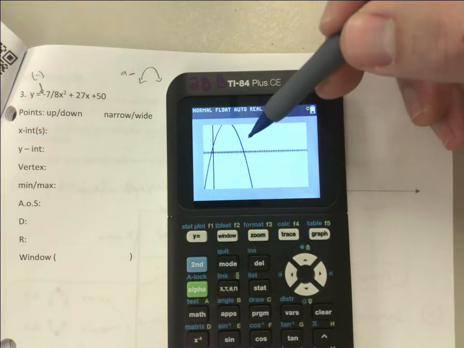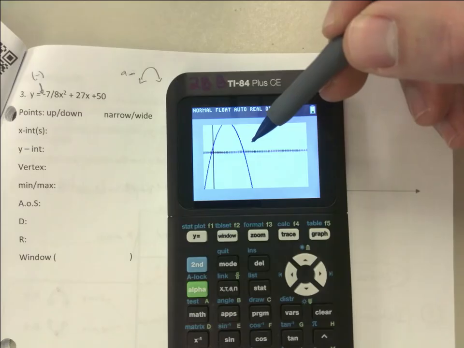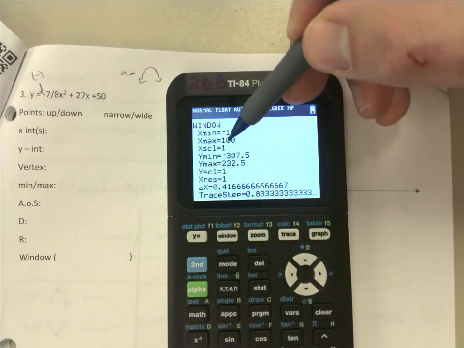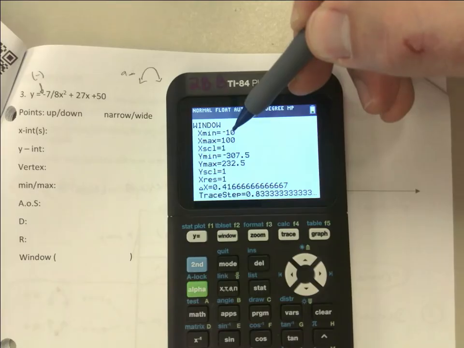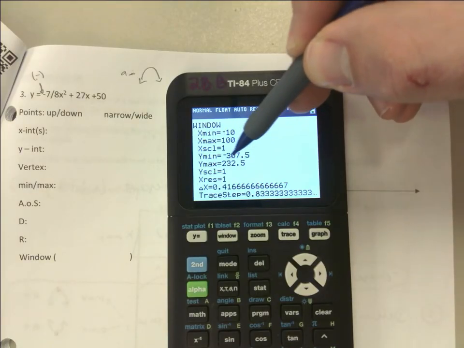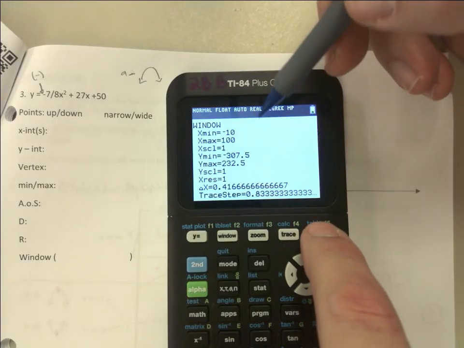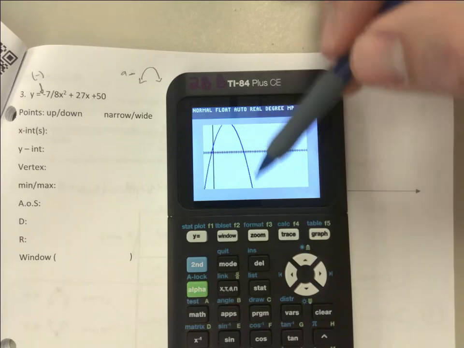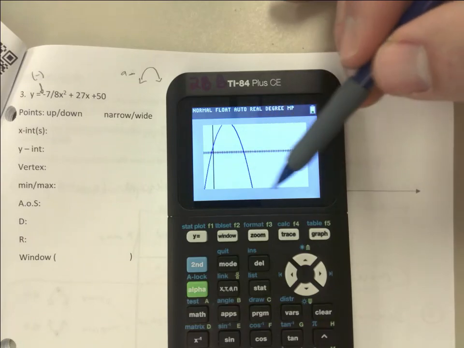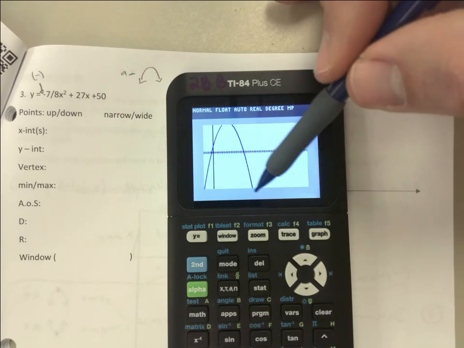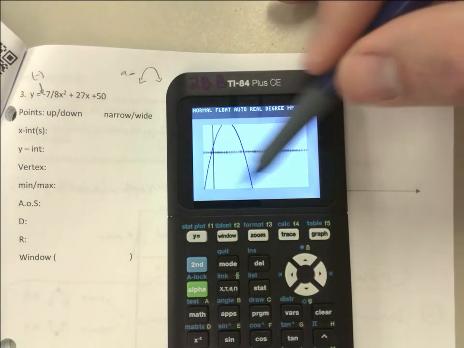So this would be 100. I think this is all right. So look up here. My x max is 100. My x min is -10. Now I'm going to change my y min and y max. Hit graph again. Does y min need to be changed? No. Y min doesn't need to be changed. There's nothing down there that I'm interested in.